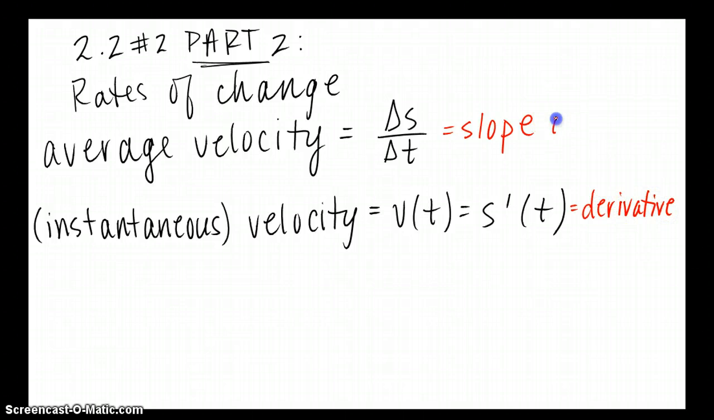So this would be the slope of a secant line, because you're always given an interval to find an average rate of change. And then derivative, we know, is the slope of the tangent line. So instantaneous velocity, we're determining the velocity at an exact moment.